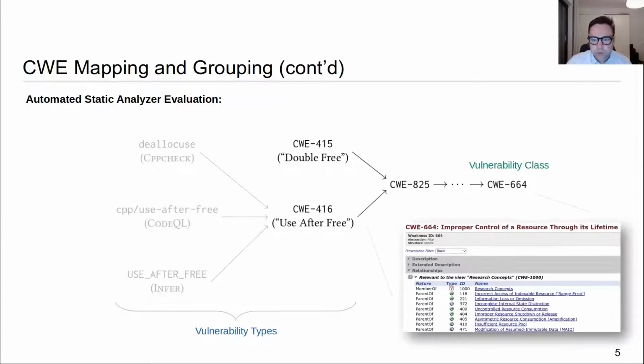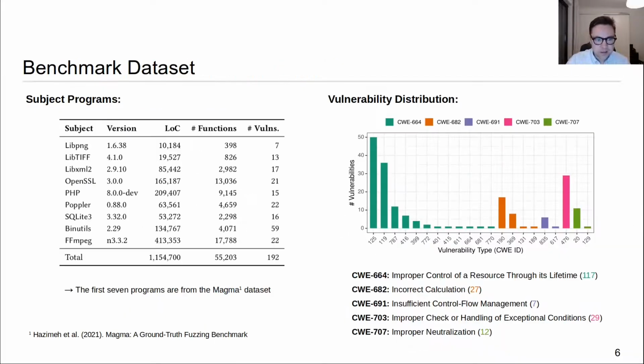So what we did is we created vulnerability classes, and for that we used the already existing child-parent hierarchy that is specified with these CWEs. So here, for example, a parent CWE like CWE 825 is, so to say, a more abstract or more general description of a vulnerability than these child CWEs. So in the end, we have different vulnerability classes which we can then use to actually check if a vulnerability was found or not.